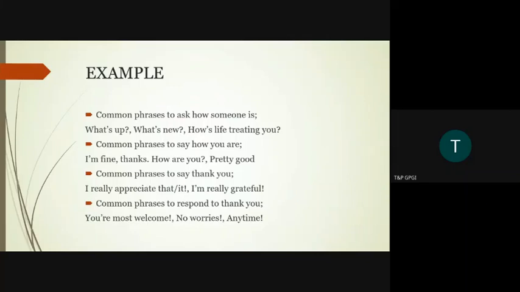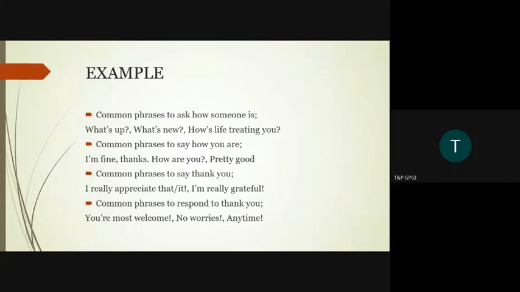Okay, so next one is how's it going? You might be wondering what it refers to. It refers to everything, anything it can be. So the next one is how's everything? You can use how's everything as well. That's a common phrase to use.